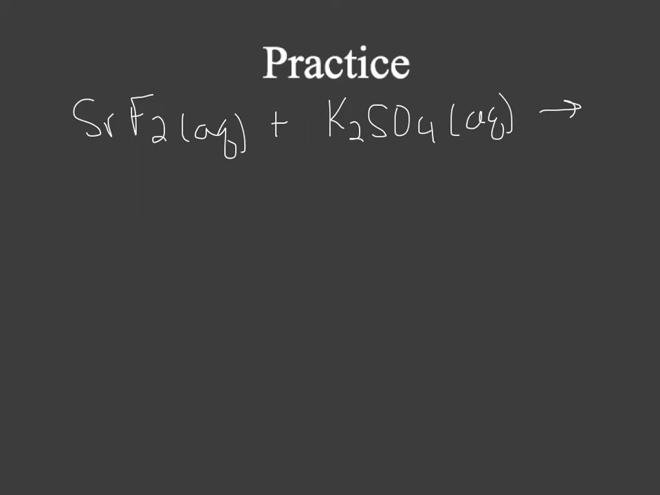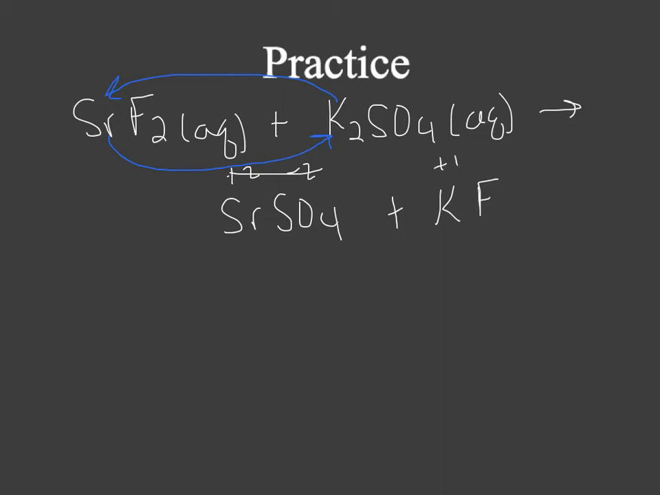So being this double displacement, we're going to take strontium over here and put it in place of potassium, and strontium ends up with sulfate, and we have to check the charges on that, +2 and -2, so those cancel out, plus potassium goes over and takes strontium's place. So potassium ends up with fluoride, +1 and -1, so those cancel out.